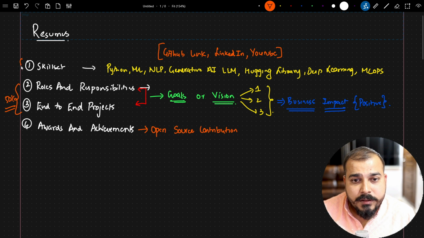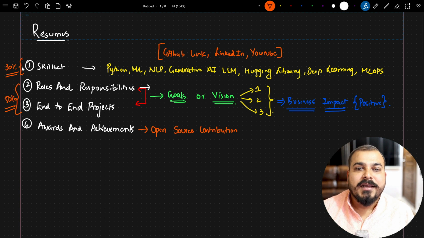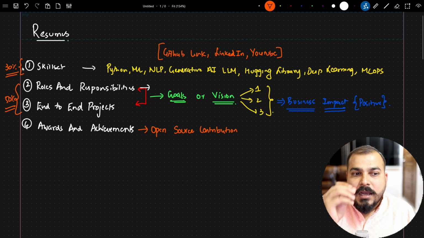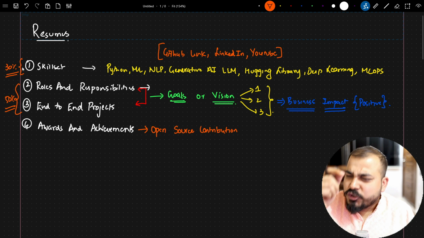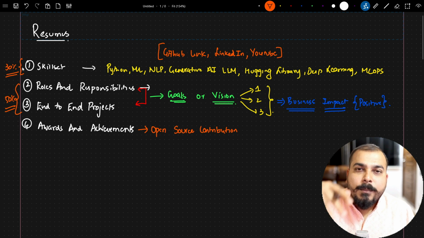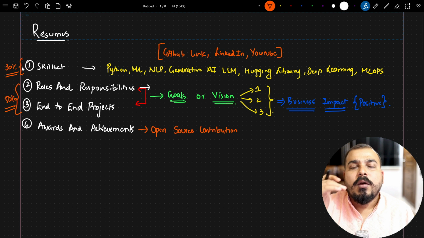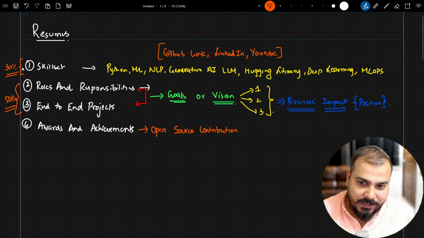Then skill set, obviously, I would definitely give this around 30% weightage, because what all skills are actually required, it should always match the JD. By that, your profile will be shortlisted much more frequently, right?